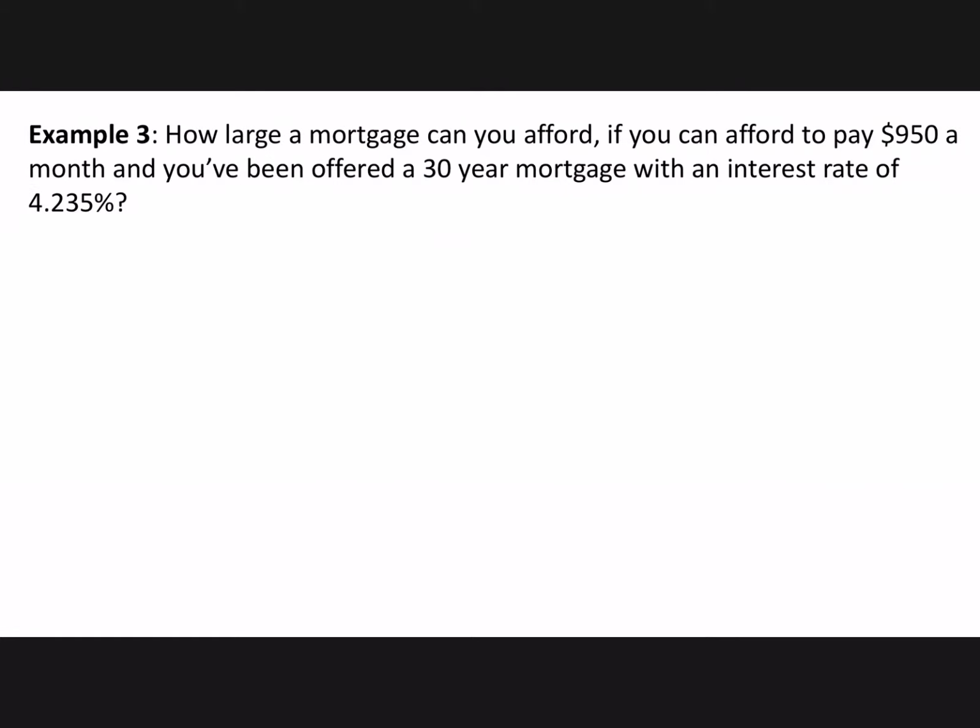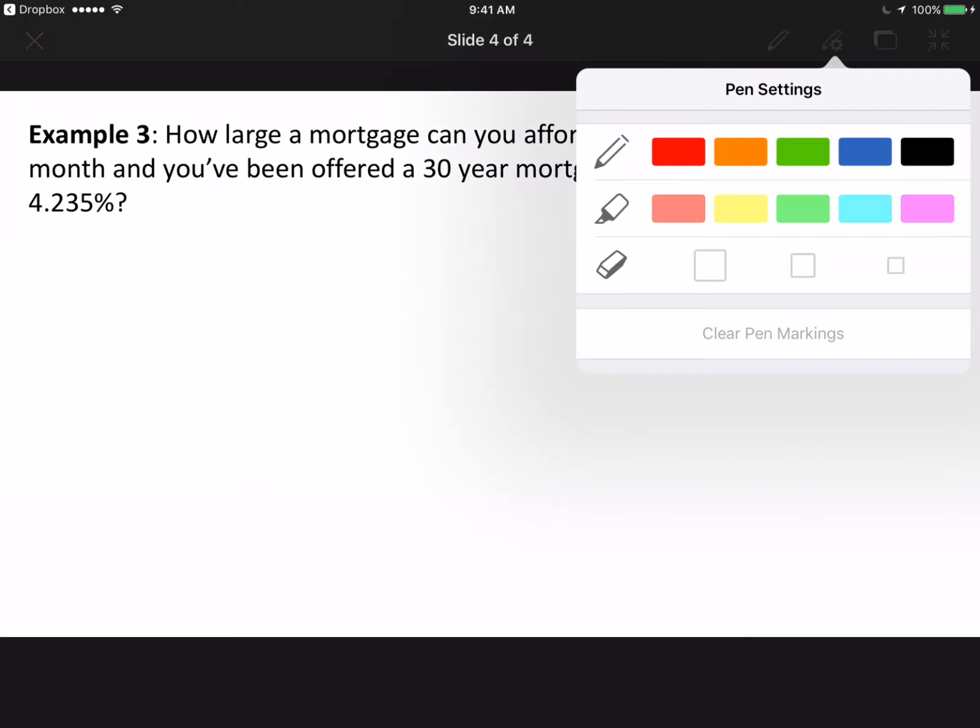All right, let's look at one last example. How large a mortgage can you afford if you can afford to pay $950 a month and you've been offered a 30-year mortgage with an interest rate of 4.235%? All right, so a mortgage is a type of amortized loan, so we want to use the amortized loan formula.